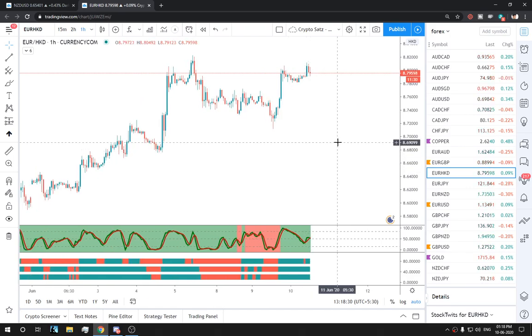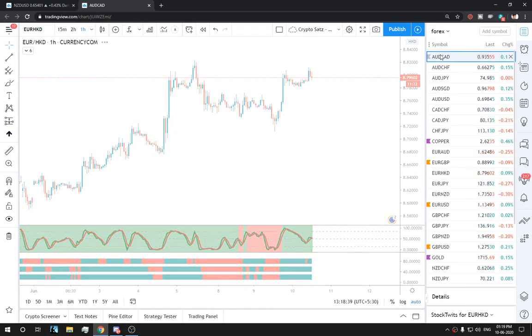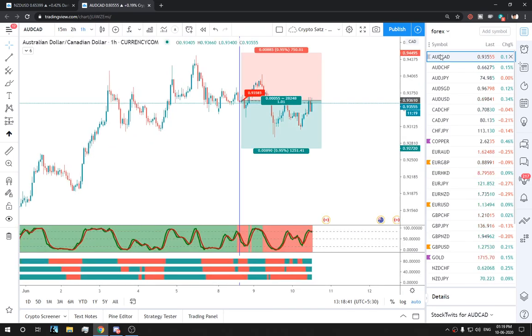So today we are going to see our previous days' and today's trade setups on Forex using the SAT strategy on the 1 hour time frame, so you guys get a hold of the strategy too. So let's start with first AUD.